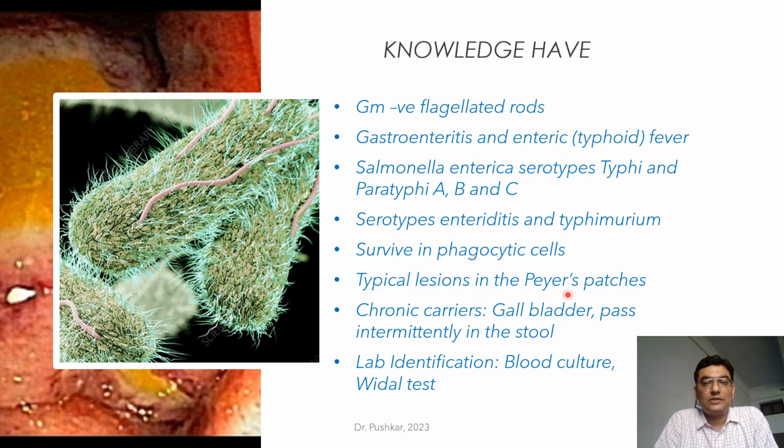Salmonella survives in phagocytic cells such as macrophages and dendritic cells, and it causes typical lesions in the Peyer's patches in the intestine, such as we can see here. It is an ulcer. In some cases, the patient may become a chronic carrier, and the bacteria survive in the gallbladder and pass intermittently in the stool. Lab identification includes blood culture as well as one important commonly used test, that is the Vidal test.